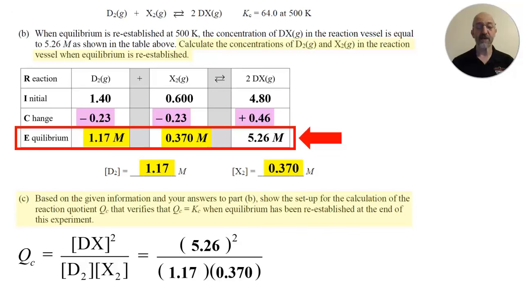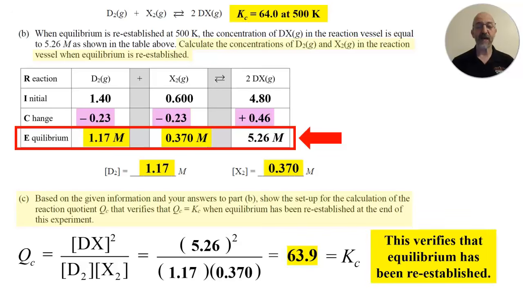equilibrium has been reestablished. So when I pick up my calculator, 5.26 squared divided by the product of 1.17 times 0.37, in fact, I do get a number, 63.9, which is pretty close to 64. So therefore, I can say with confidence that this does verify that equilibrium has been reestablished in part C. So now that you've seen the answers to parts A, B, and C of question 1, it is time to move on to our next question.